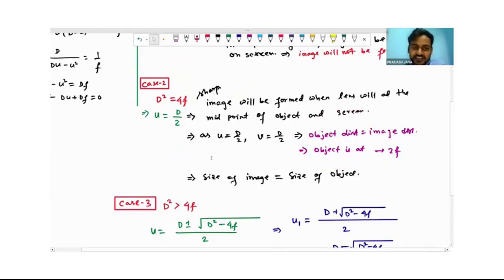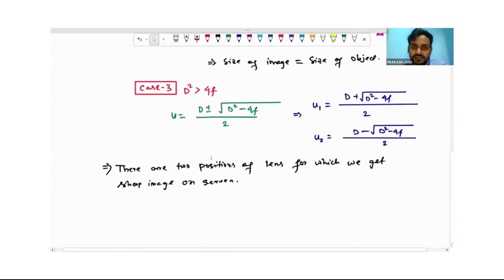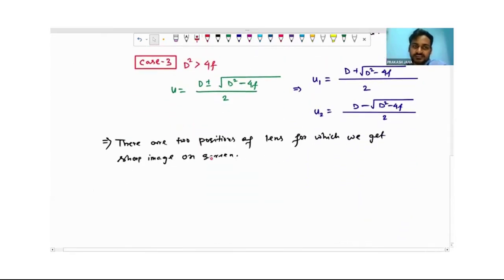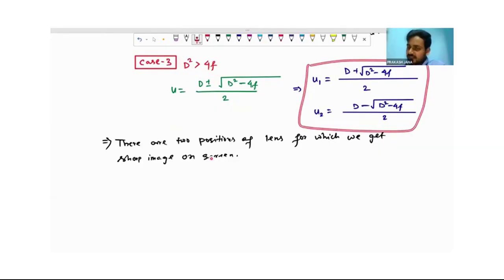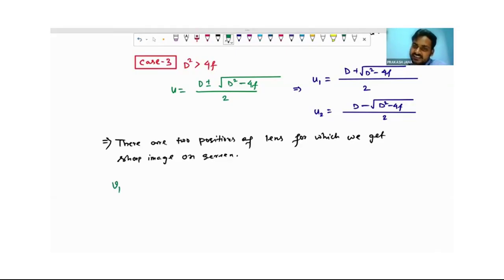Now we will check similarly what the positions will be when d squared is greater than 4f. Initially we have the two object distances. So we'll now find the image distance corresponding to u1 and u2. It is very simple. We want to calculate the image distance when the lens is at u1 distance, so it is nothing but v1.